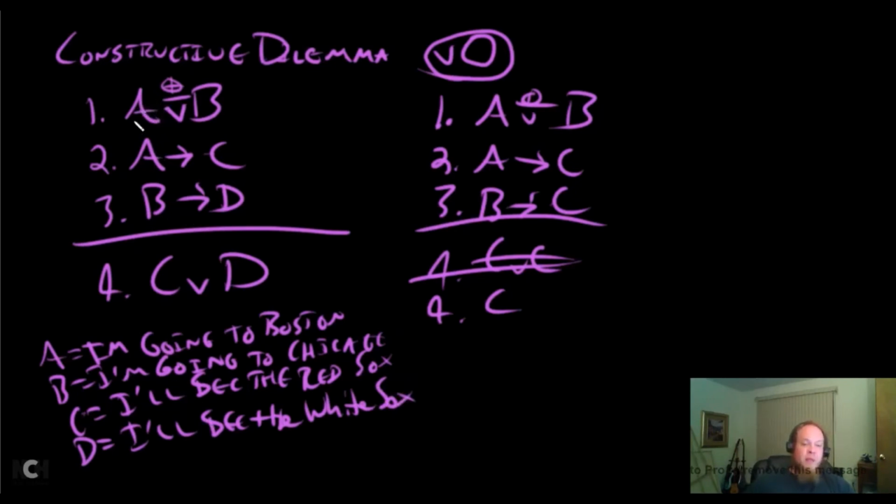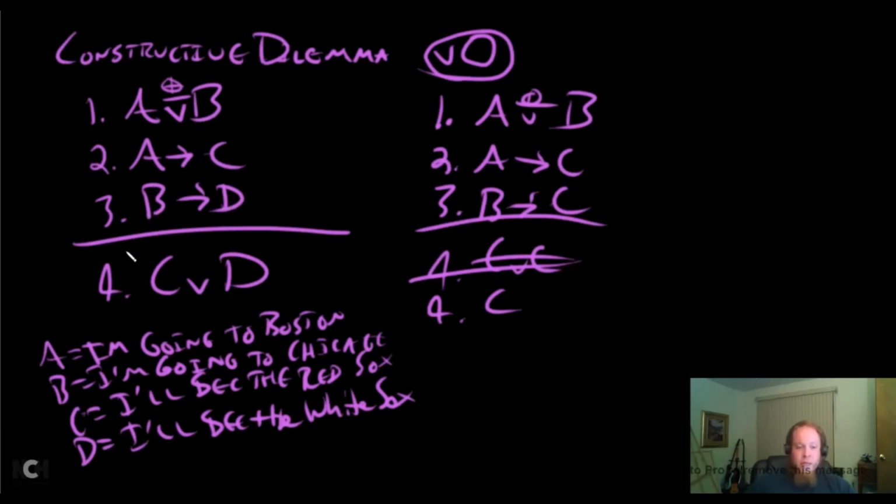I could say this inclusively, I'm going to Boston or I'm going to Chicago. Maybe I'll go do both. Or I could say it exclusively, I'm going to Boston or I'm going to Chicago. I have to pick one. Doesn't matter what you do from the start. I'm going to Boston or I'm going to Chicago. And then I also have, if I'm going to Boston, I'll see the Red Sox. If I'm going to Chicago, then I'm going to see the White Sox.